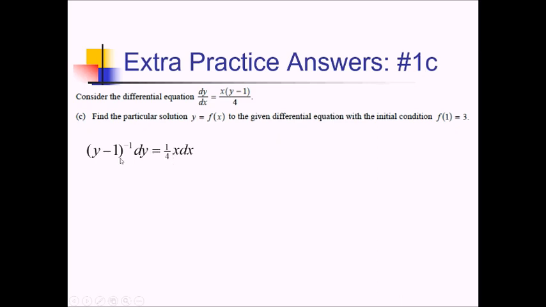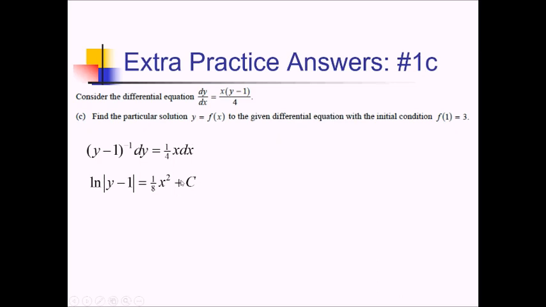So on the left side, this is going to be ln absolute value of y minus 1. On the right side, using the reverse power rule, this bumps up to an exponent of 2. Dividing by that, we now have 1/8 x squared plus c. Don't forget the plus c.